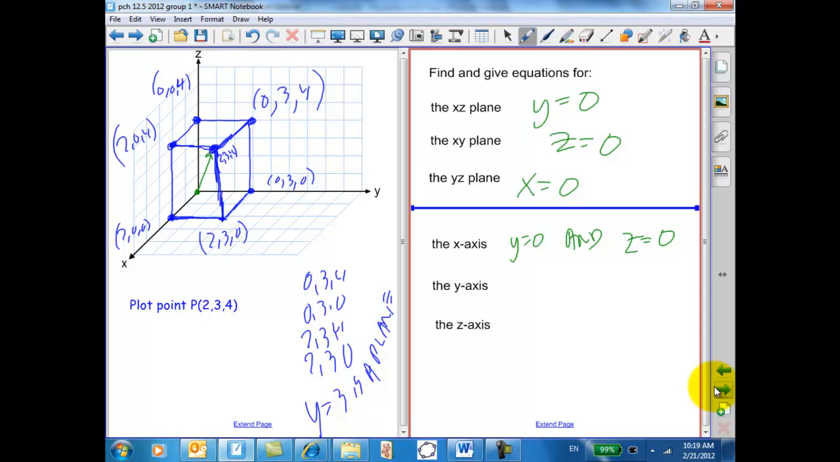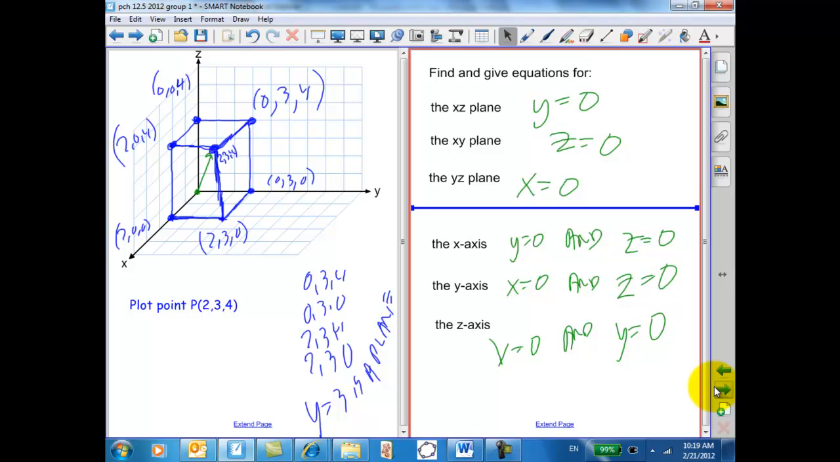So how about the y-axis? X equals 0 and z equals 0. You got to make sure both those coordinates are 0. Now you know you're on the y-axis. And then the z-axis, x and y. Okay?